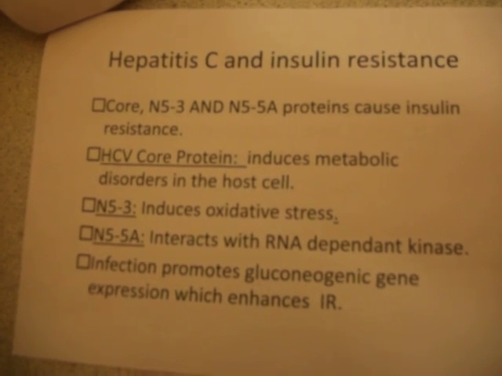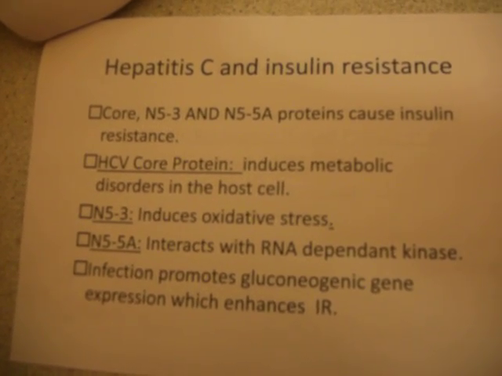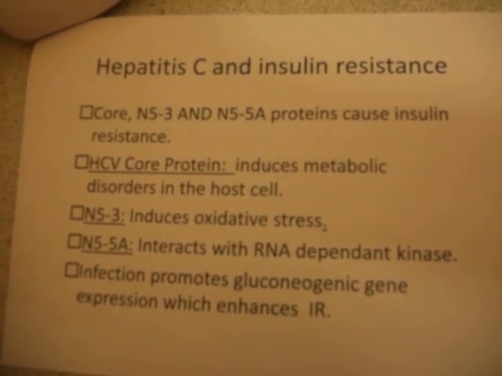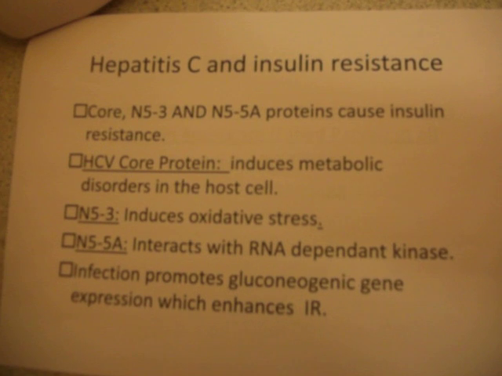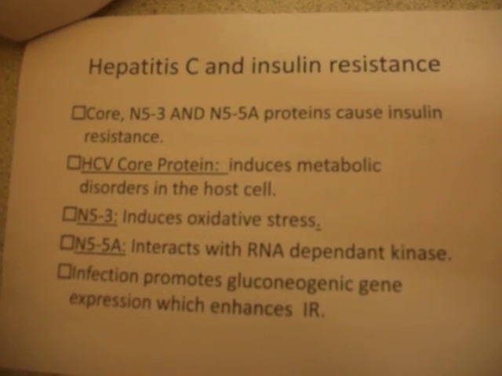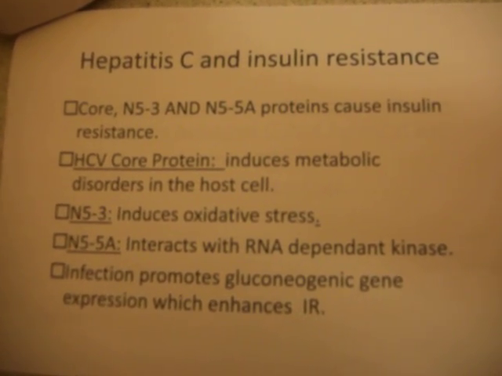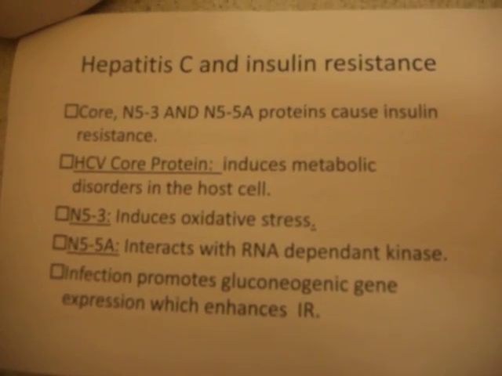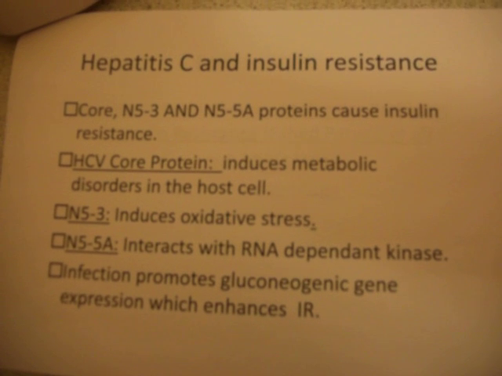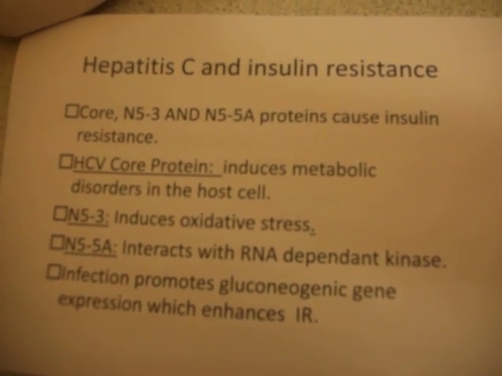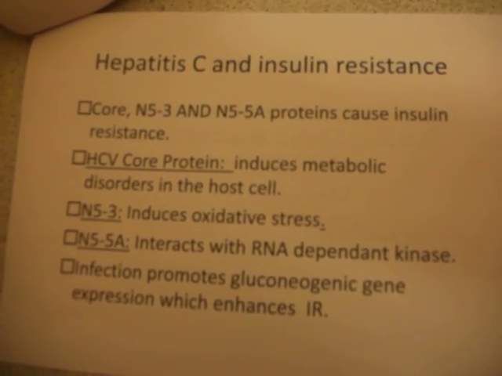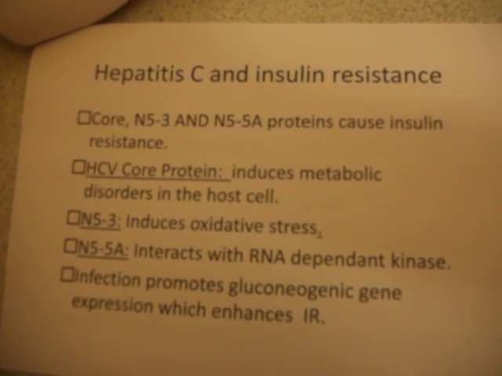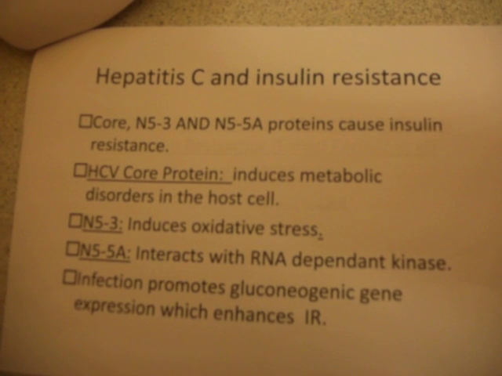NS3 protein's direct role in inducing insulin resistance is yet to be determined, but it does induce oxidative stress in the cell. NS5A protein interacts with PKR, which is an RNA-dependent kinase. It's located on the ER membrane and affects the modulation of intracellular signaling involving transcriptional factors. It also causes damage to the hepatocytes, which induces ER stress, which then leads on to cause insulin resistance.